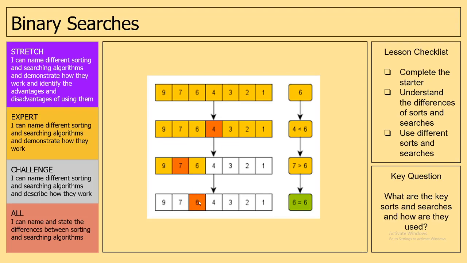So all we're doing with a binary search is cutting it in half, cutting it in half, cutting it in half, cutting it in half, until we find the piece of information we're looking for. So if we've got this example here, we have got 7 different possible items to be choosing from. It's taken 4 stages.